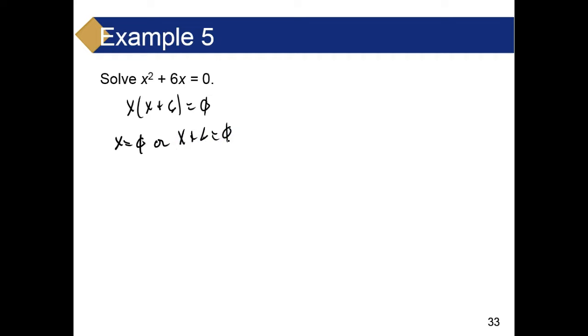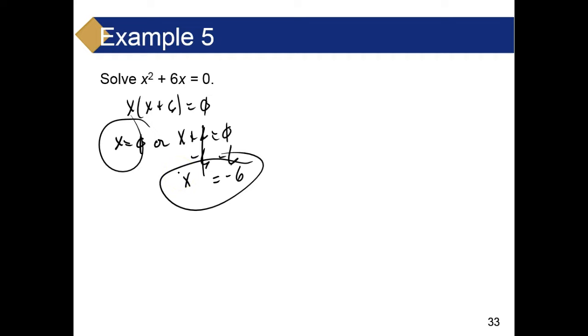Yeah, you're already solving it, aren't you? You know how to do this. Here's a solution right there. X equals 0. And you've already done it there. Subtract 6 from both sides. And that gives you x plus 6 minus 6 is 0 is equal to negative 6. There's another solution.